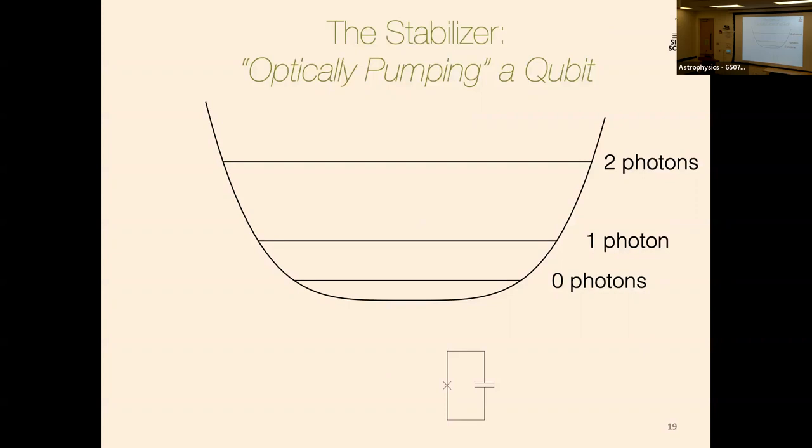Because if you shine a laser on it that takes it from zero to one, that laser then exactly takes it back from one to zero, right? That's what Rabi oscillations are. That's not what we wanted. We wanted an object that takes it from zero to one, but not one to zero. So how do we achieve that?